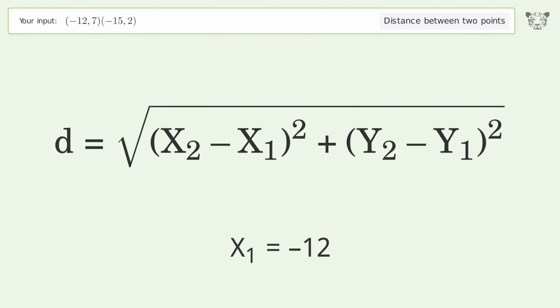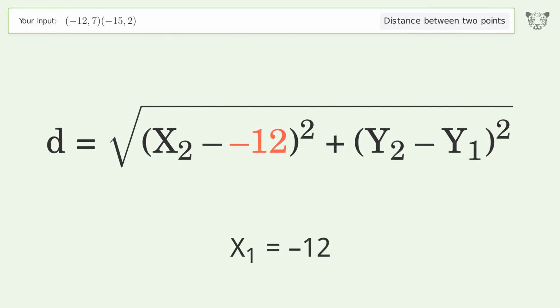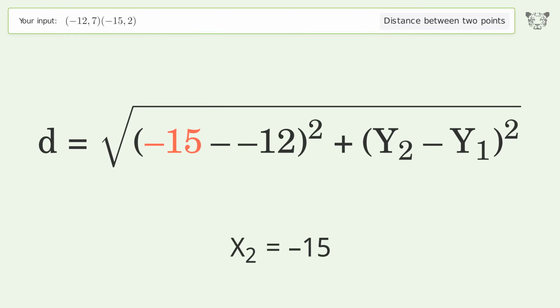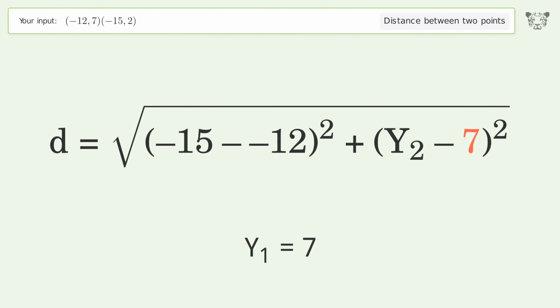x1 equals -12. x2 equals -15. y1 equals 7. y2 equals 2.